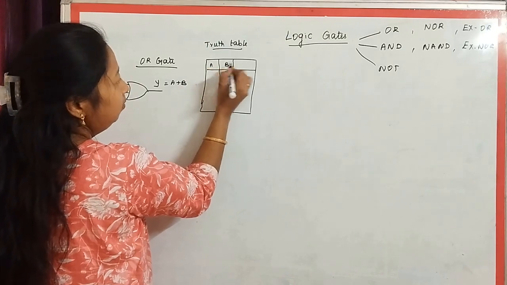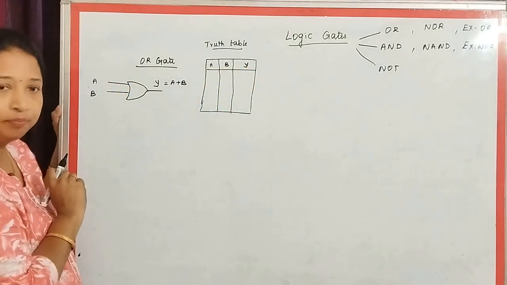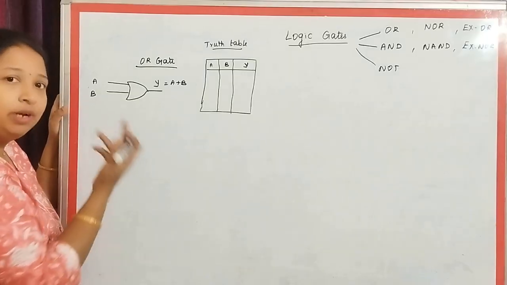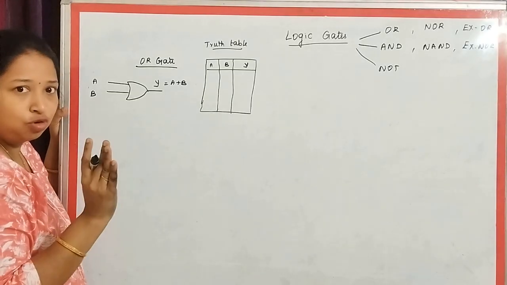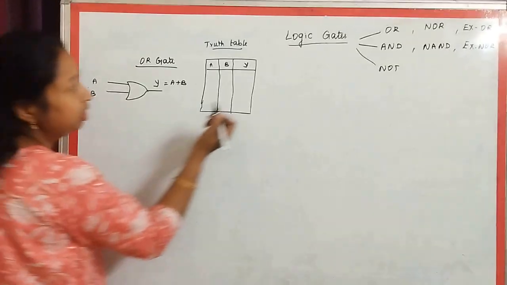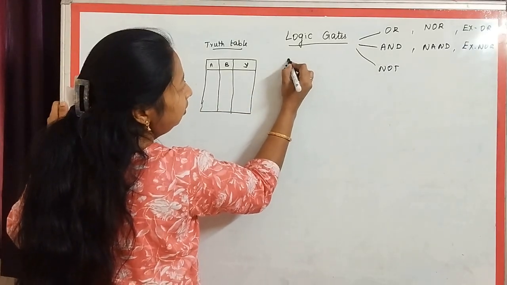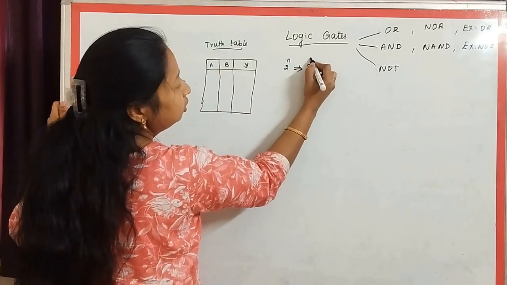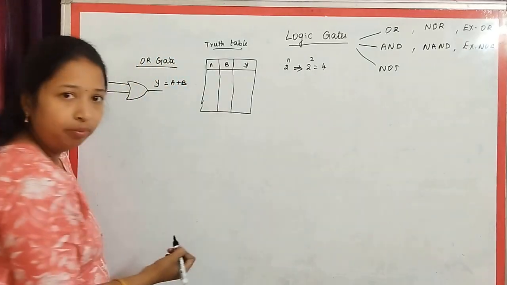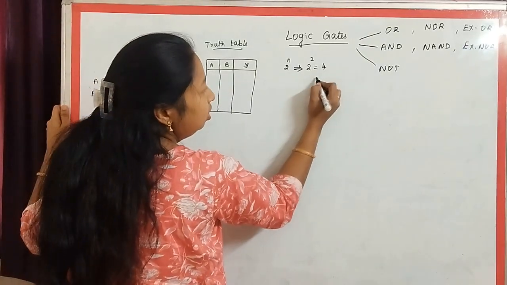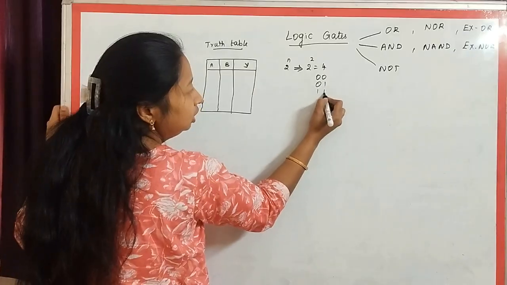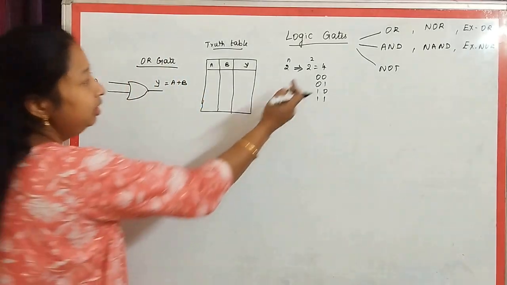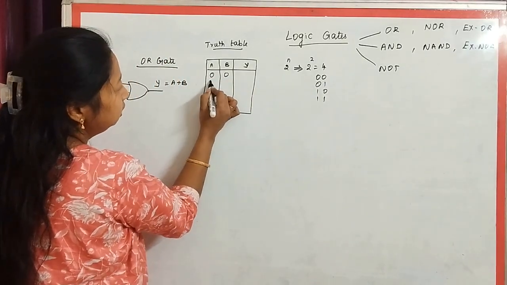A and B are my inputs and Y is going to be my output. If two inputs are there, how many combinations are possible? 4 combinations that you very well know. How do you find out the number of combinations? It is the 2 power n concept. If we have 2 inputs, it is 2 power 2, which is equal to 4 combinations. And what are the combinations? It is 0 0, 0 1, 1 0 and 1 1. Right? Now, give all the combinations here.